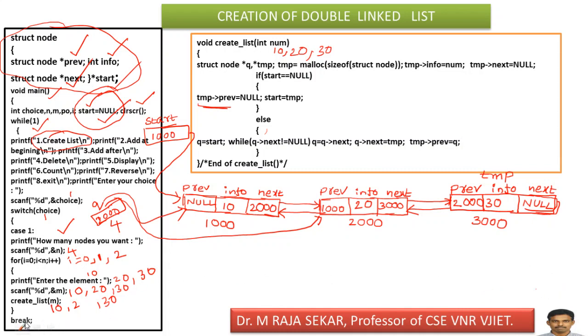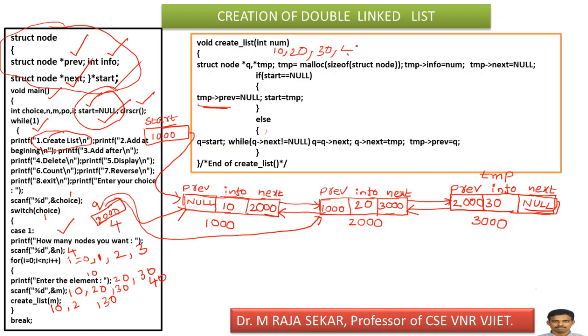Let me choose pen. Yes, pen. i++, i equal to 3. 3 less than 4, enter the element. Let me say I entered 40. This 40 will get stored in the place of m. create_list(m) means create_list(40).